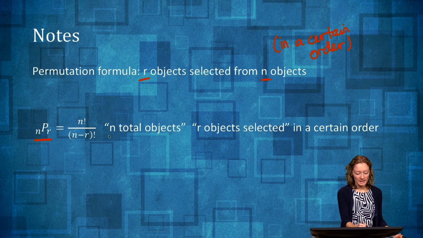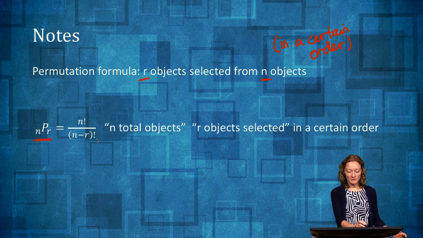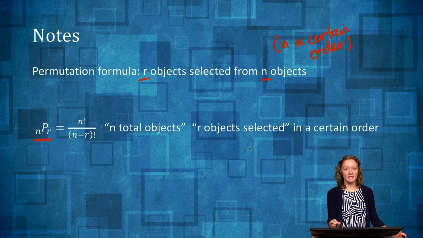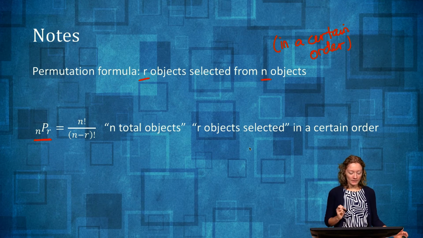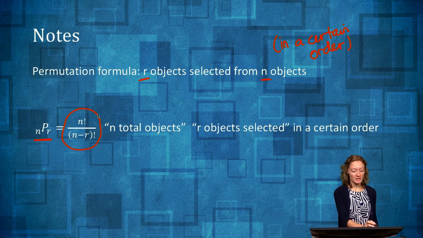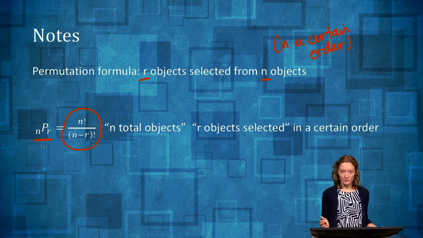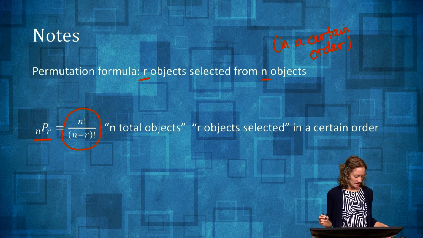And this is what the formula looks like. It's n factorial, so your total number of objects, factorial, divided by n minus r, and then factorial. n total objects, r of them being selected in a certain order. Now we can do this computation by hand, or we can use the calculator. We can just type in if it was 10P5 in the calculator, and it'll do the whole thing for you. I'll show you both ways when we see an example of this.